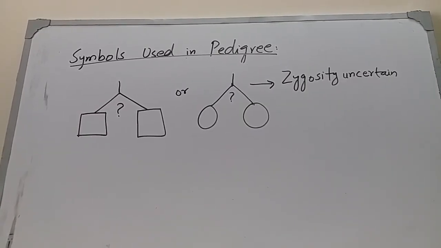Suppose we don't know about the zygosity, whether they are identical twins or non-identical twins, then we will place a question mark between the circles or between the squares. Zygosity uncertain means it's not clear whether they are monozygotic twins or dizygotic twins. When the zygosity is not clear, we will place a question mark.